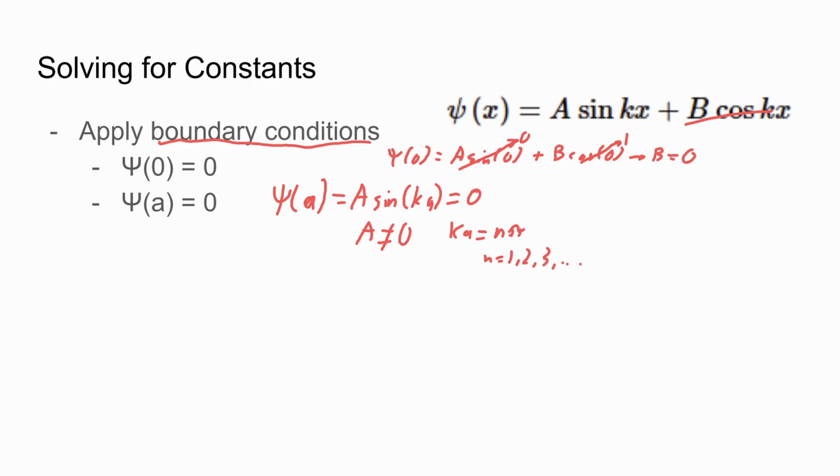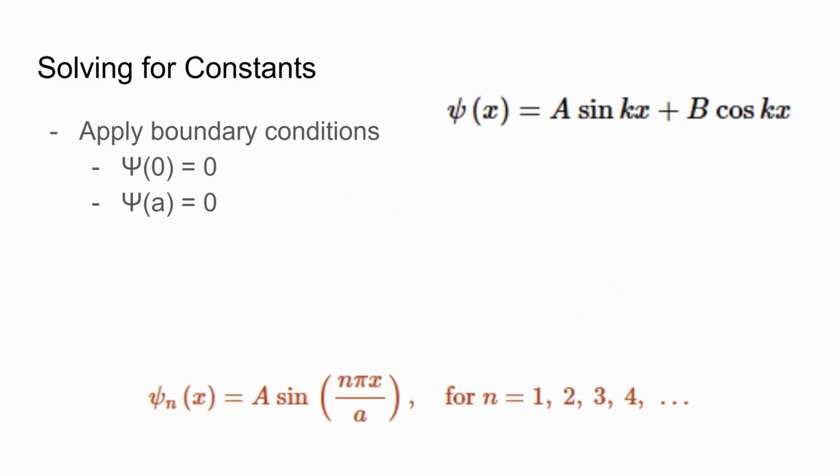And if you think about it, sine of pi is going to be 0, sine of 2 pi is 0, sine of 3 pi is 0, and so on. So this is very helpful. We can rearrange this equation so that k is going to equal n pi over a, and then that is going to give us our new wave function, which we can see right down here. Psi n of x equals a sine n pi x over a for n equals an integer, 1, 2, 3, 4, and so on. So that's great.